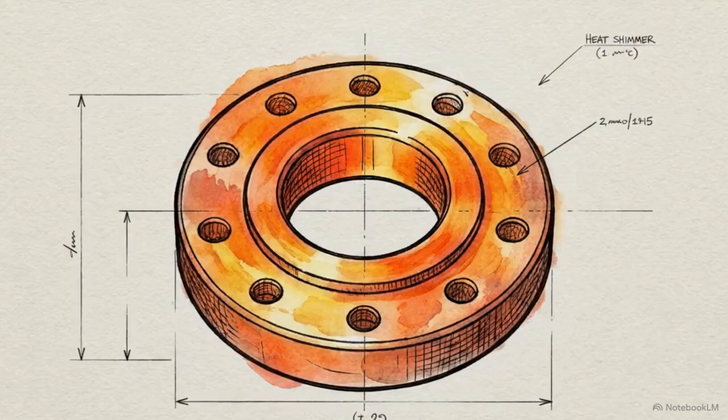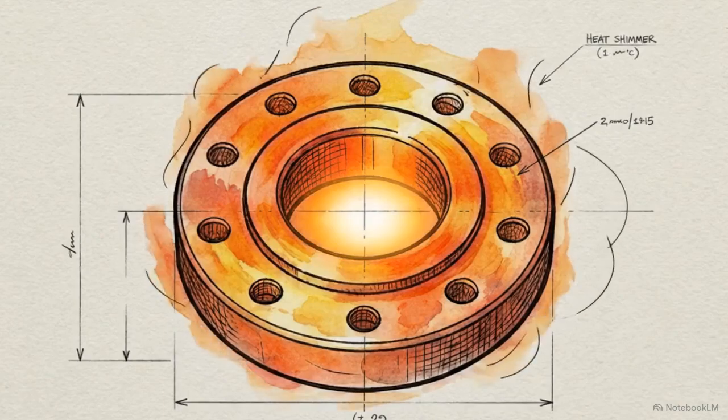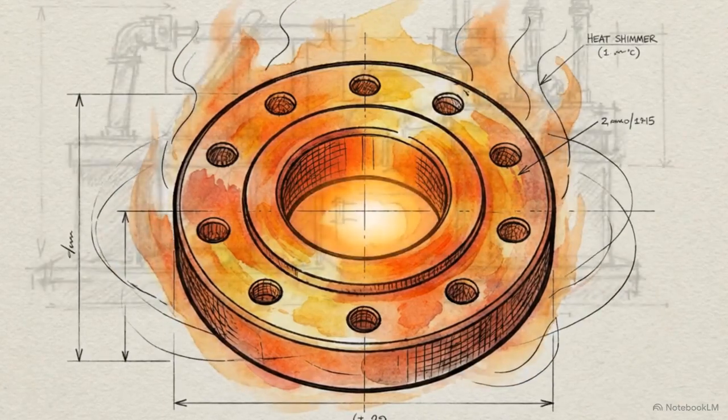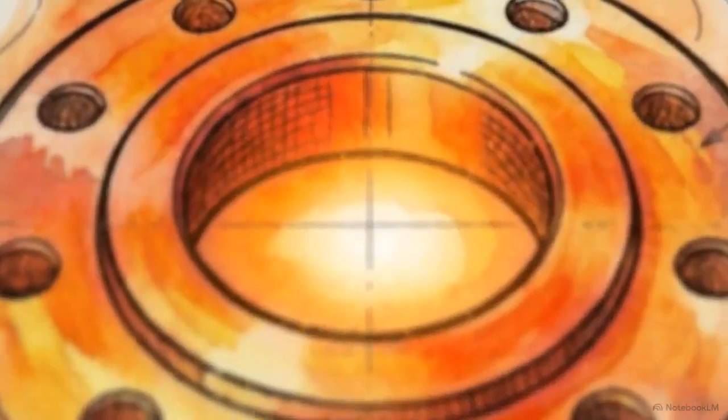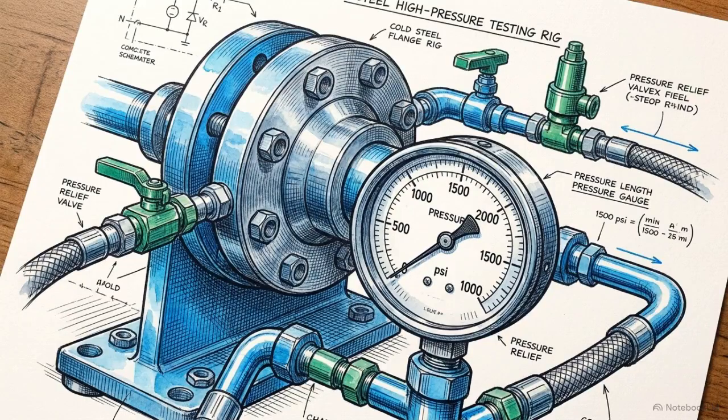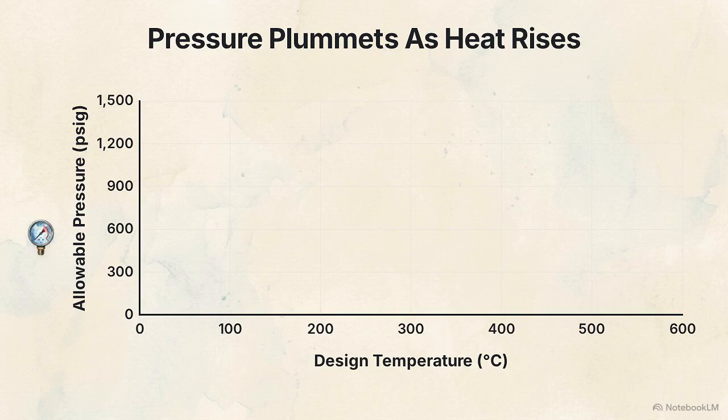Many assume a class 150 flange holds exactly 150 psi. In reality, the relationship between that number and actual pressure is far more complex. At room temperature, a standard class 150 carbon steel flange is actually rated for roughly 285 pounds per square inch. This chart shows the allowable pressure of a class 150 flange relative to design temperature. The class number serves as a non-dimensional coordinate. To find the pressure limit, you must cross-reference it against the specific material and design temperature.